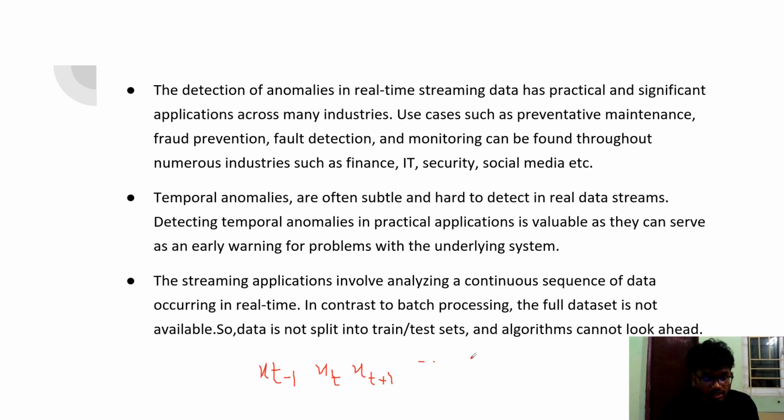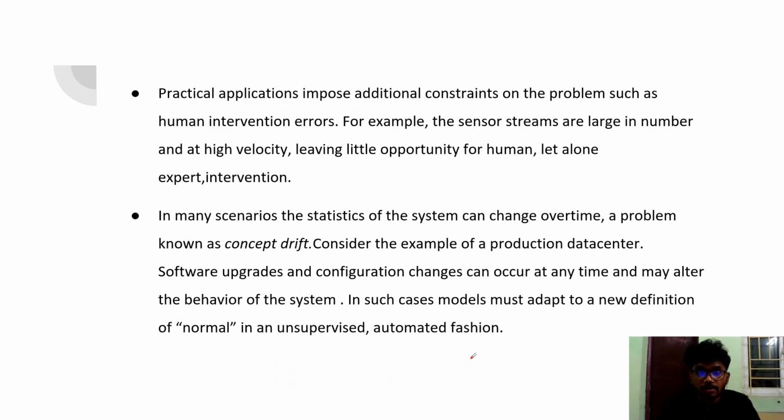At each point of time t, we would like to determine whether the behavior of the system is unusual or not before xt plus 1 arrives. So the system must be able to consider the current and the previous states to decide immediately whether the system is anomalous or not. Practical applications impose additional constraints on the problem such as human intervention. For example, the sensor streams are large in number and at high velocity, which leaves very little opportunity for humans, let alone experts, to intervene.